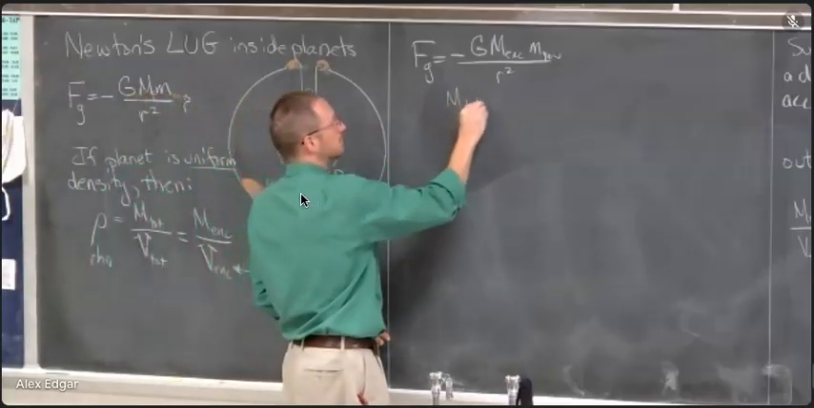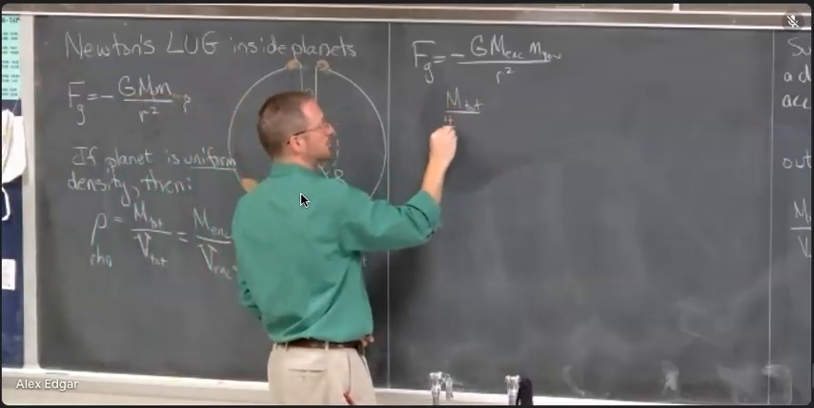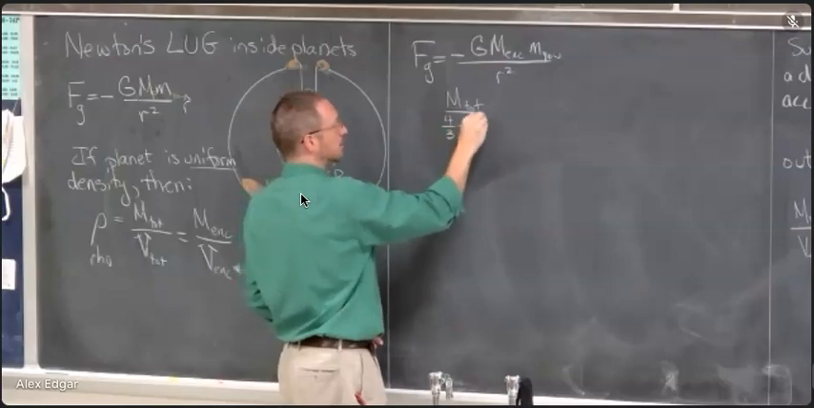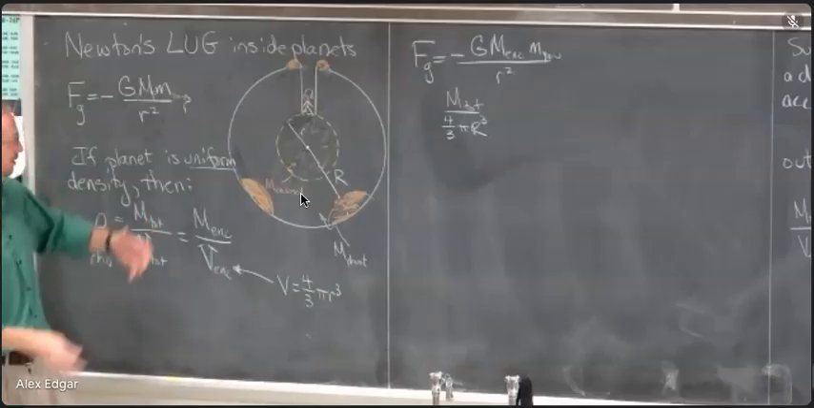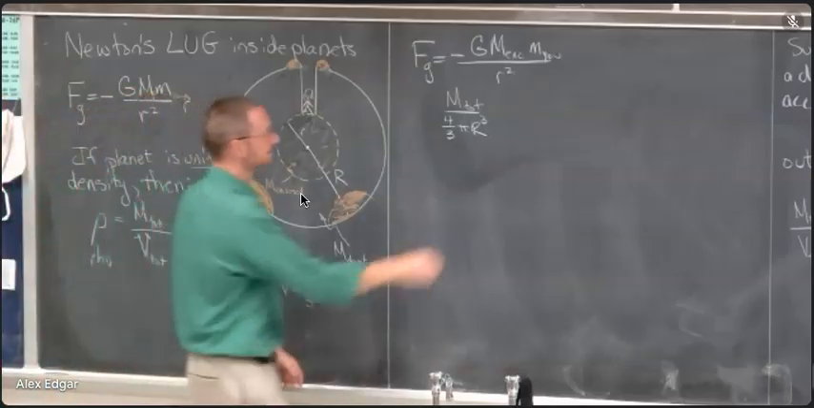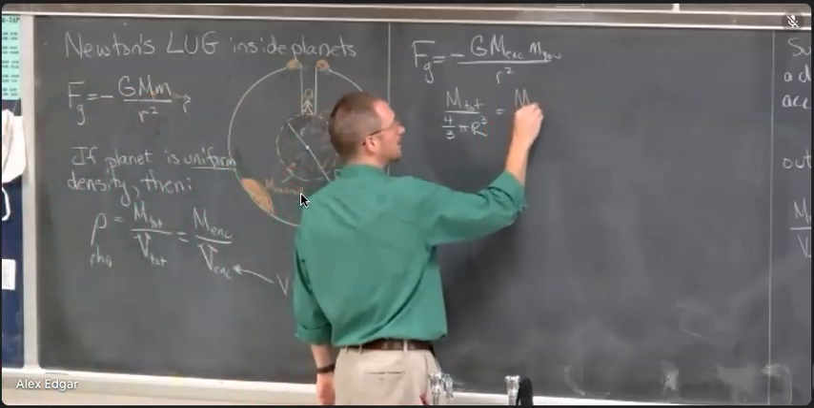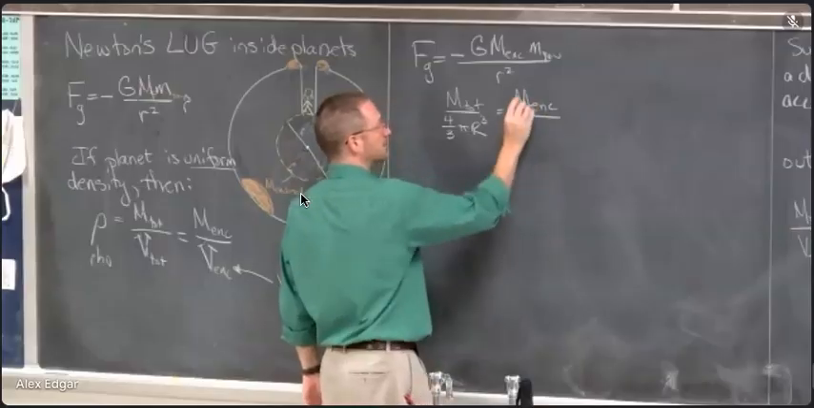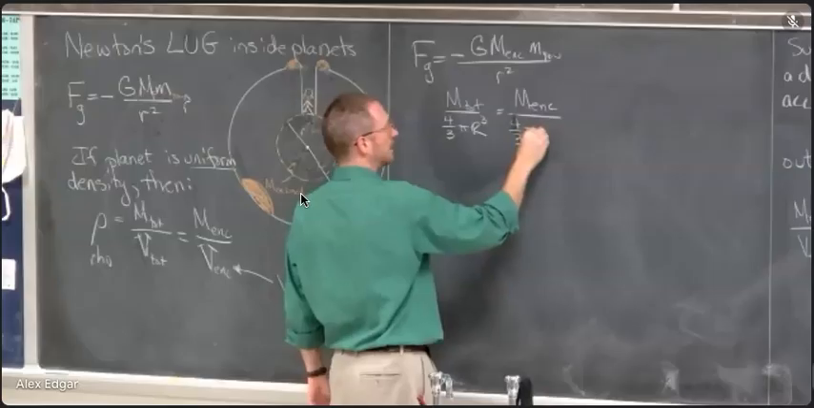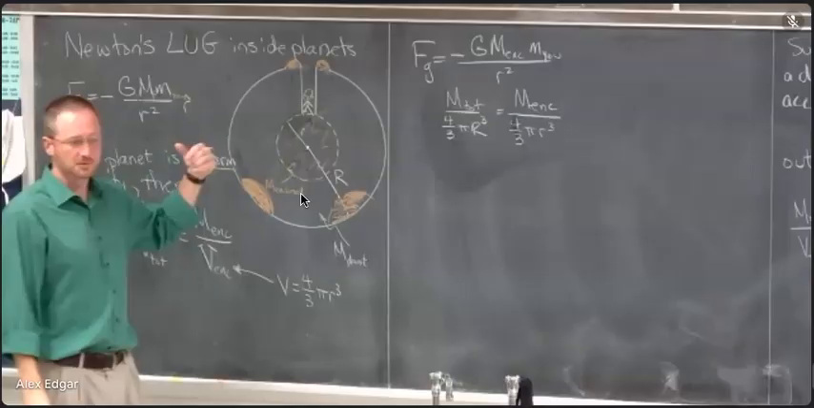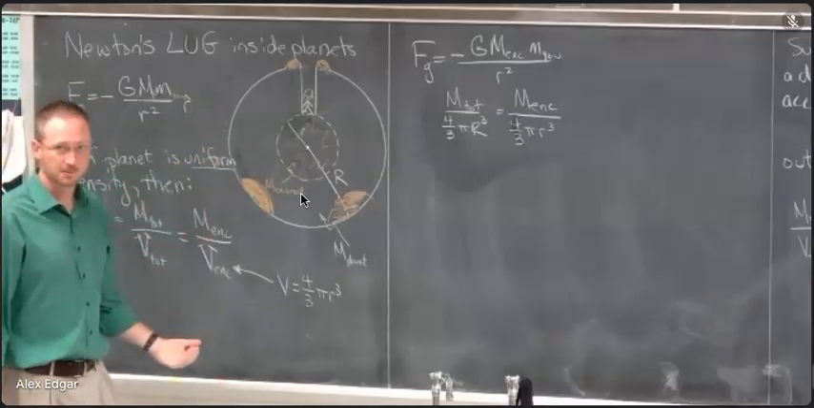Mass total over the volume total of a planet of radius R would be 4/3 pi R cubed, and that's going to be big R because that would be the total radius of the planet. And then we have the equivalent ratio over here, 4/3 pi little r cubed, and that little r is our variable because what I'm doing is diving into the planet. How much? Well, we'll find out when we get there.